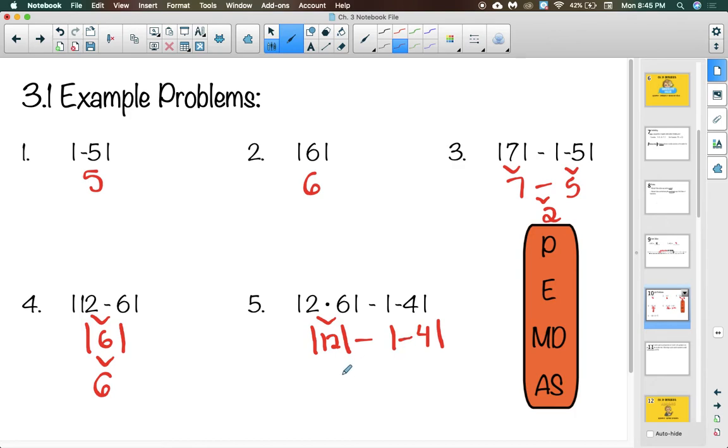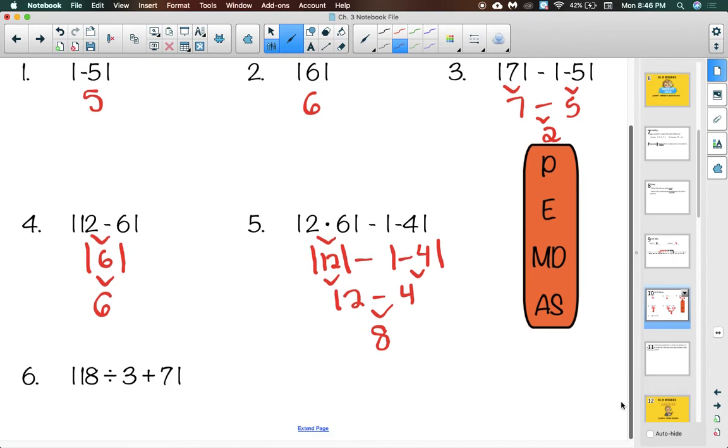Now we can make what's inside positive. The absolute value of 12 is 12. The absolute value of negative 4 is positive 4. And now we can subtract. 12 minus 4 is 8. Got one more problem hiding down here.